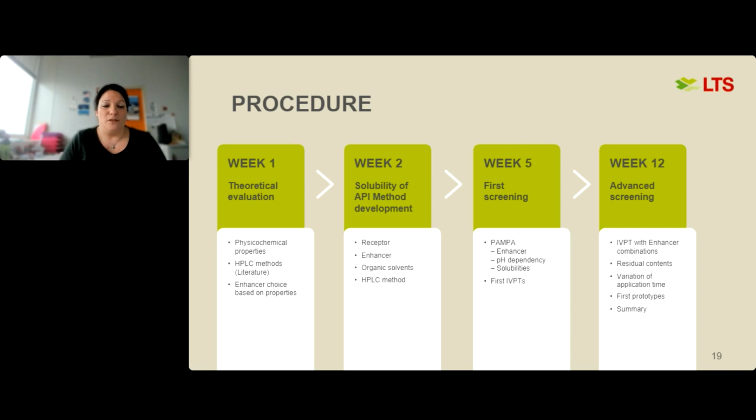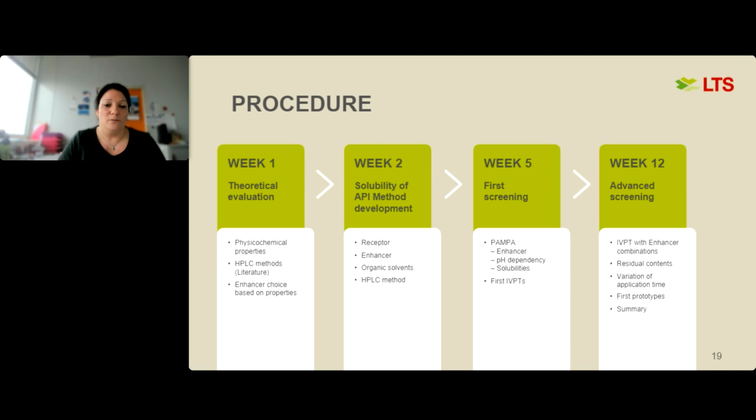After this short introduction about the tools we can use, I will come to the, let's say, overall procedure we normally apply. So if we start at any time point with week 1, we have the theoretical evaluation. We have a closer look at the physical-chemical properties of your API. We search for some HPLC methods which are available when we don't get them from our customers, and we can choose some enhancers based on the properties of the API. Then we can directly start with the development of an HPLC method. This is based on the, let's say, properties for our in vitro permeation studies. We also test different solubilities, receptor, enhancer, organic solvents, for example.